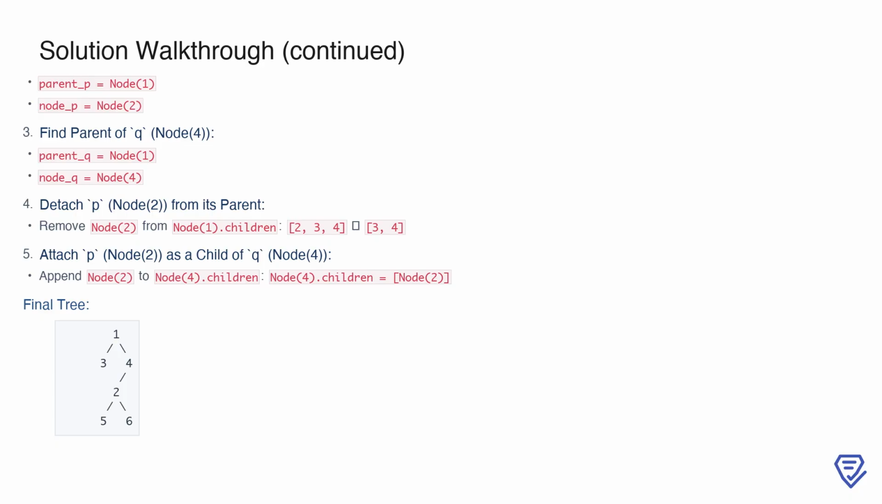The final tree reflects this change. Node 1 has nodes 3 and 4 as its children, and node 4 now has node 2, which still retains its original children, nodes 5 and 6.